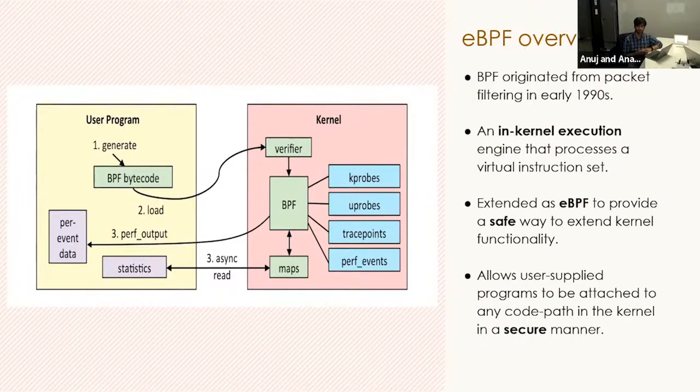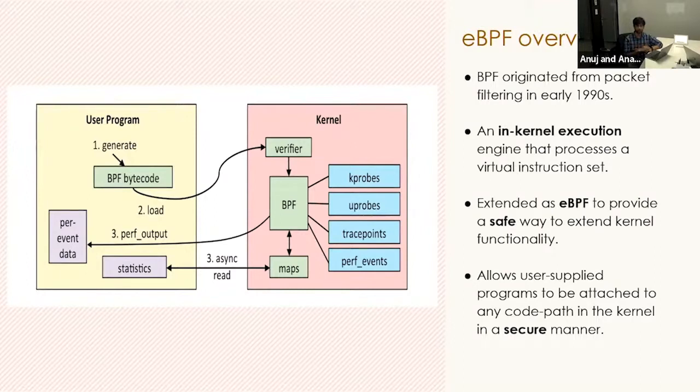eBPF, which is extended BPF, is a full in-kernel execution engine, and it is not just about packet filtering. It processes a full virtual instruction set, and it even has underlying infrastructure to support it, like eBPF maps and inbuilt helper functions. It was developed to allow user-supplied programs to be attached to any code path in the kernel in a secure manner. For example, via eBPF, we can add a trace point hook to the kill syscall. That will allow us to trace any force kill events that happen on this host.